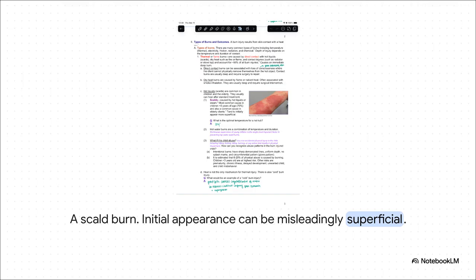Okay, so take a look at this image. This is a classic scald burn. You can see the blistering, the redness, but here's the clinical pearl, the thing you have to remember. With scalds, what you see is often not what you get. The injury can look deceptively shallow on the surface, but that damage can go so much deeper into the tissue.